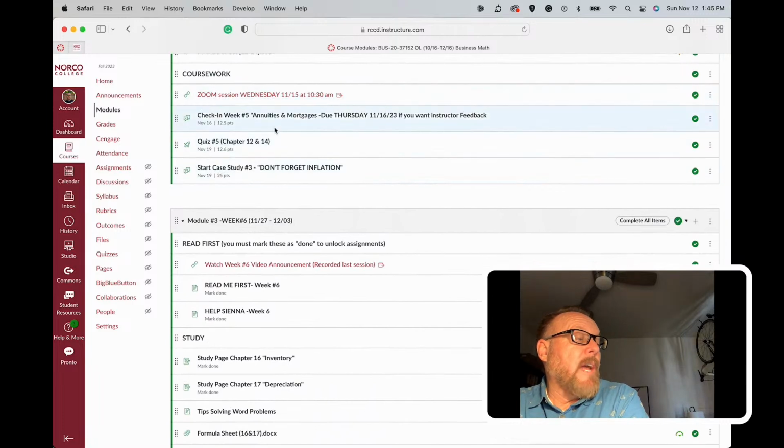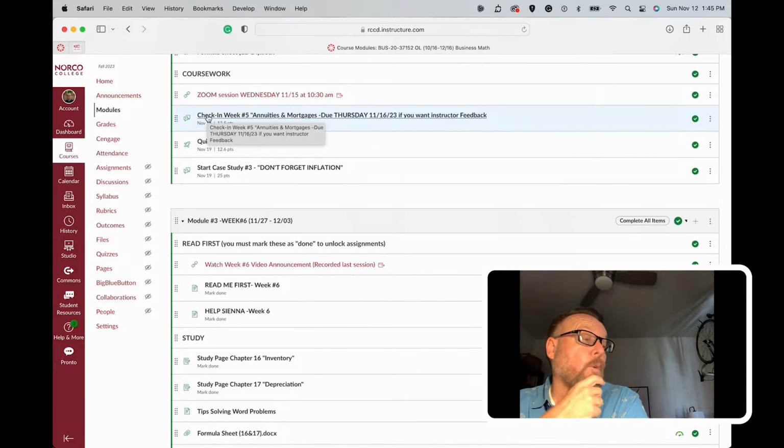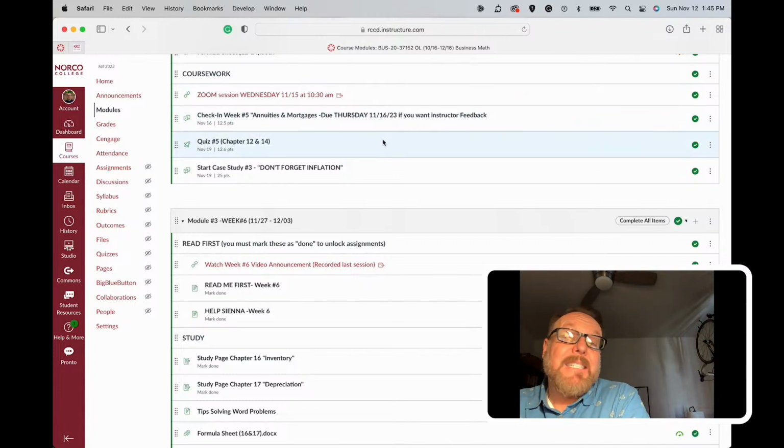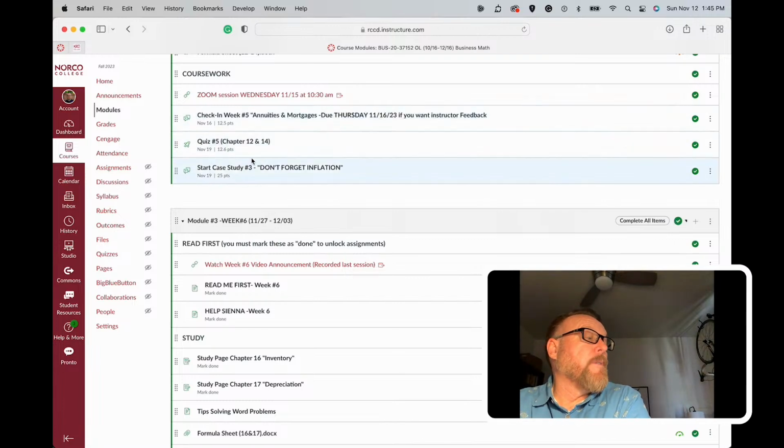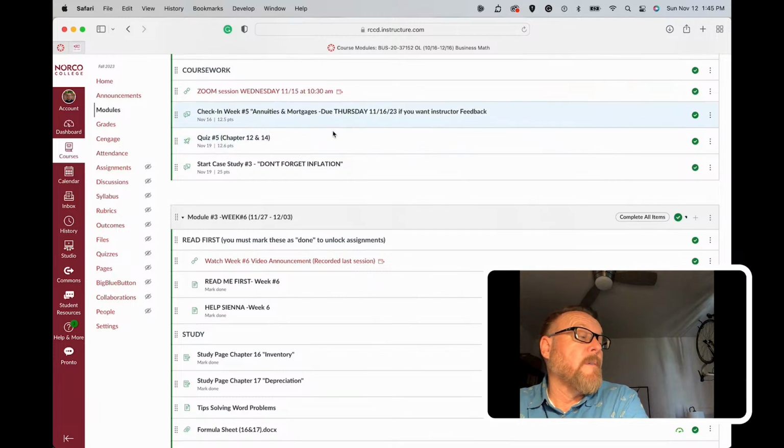You have your next check-in assignment where you're going to help Sienna solve some annuity and mortgage problems. If you get that in by Thursday, I'll give you feedback by Saturday, typically Friday and Saturday. There's a quiz on chapter 5 as well, a quiz on chapters 12 and 14, which is quiz number 5.